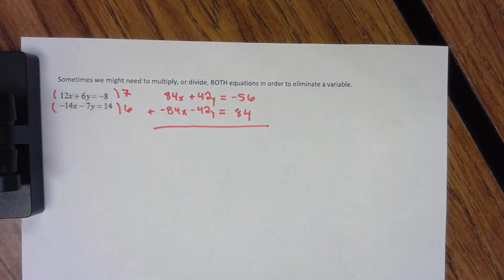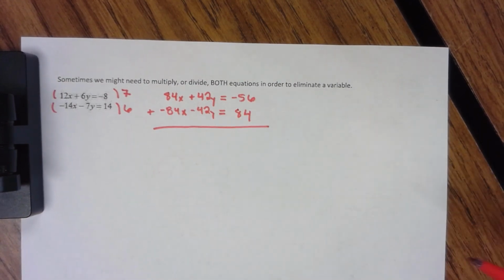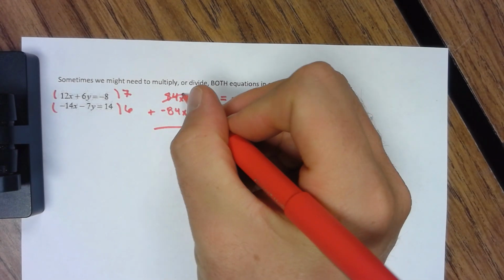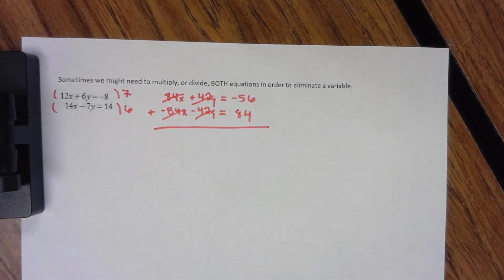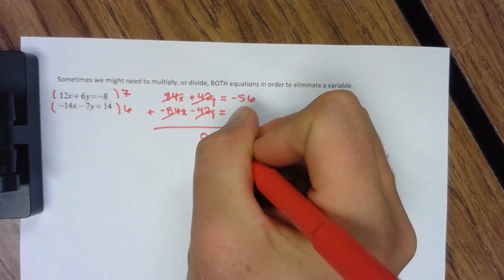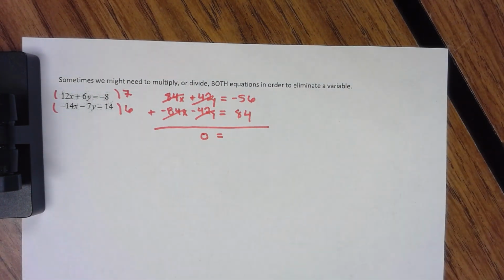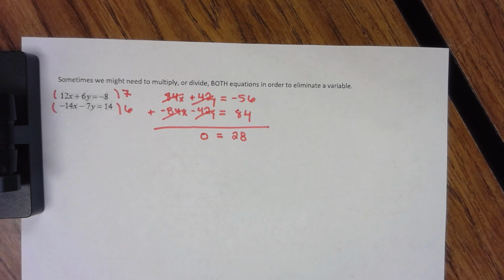And so now when I add these, our whole goal was to try to get the y's to cancel out, but it just so happened that we get the x's to also eliminate. So now both of our variables are being eliminated, making the left side 0 and the right side, whatever 84 minus 56 is, 28. And there's nothing for us to solve for, right? There's no x, there's no y. This is one of our special cases.